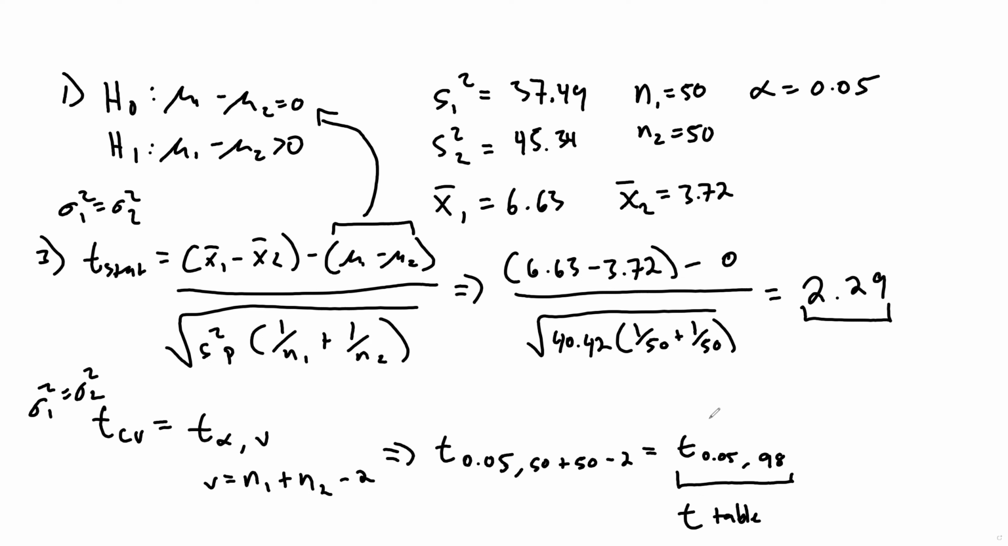You can pause the video and find it. And when you come back, you're going to realize that the value it returns is 1.66. Now, the type of test we are running, our two-sample t-test, is a right-tail test. So if I were to draw this out, it's a right-tail test. Anything greater than this critical value, we would reject. Our critical value is 1.66, and our t-stat, you all guessed it, is 2.29.